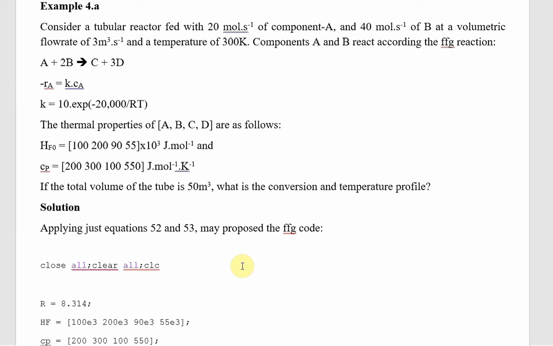So extending that same example again, we are given the molar flow rates of A and B, and the volumetric flow rate and the temperature. So that's the feed temperature. It's fed with that temperature. And the components, well, actually, it's slightly different now. We've got the different coefficient here. Well, actually, I think that was the same as the coefficient we used before anyway. So anyway, that's the reaction.